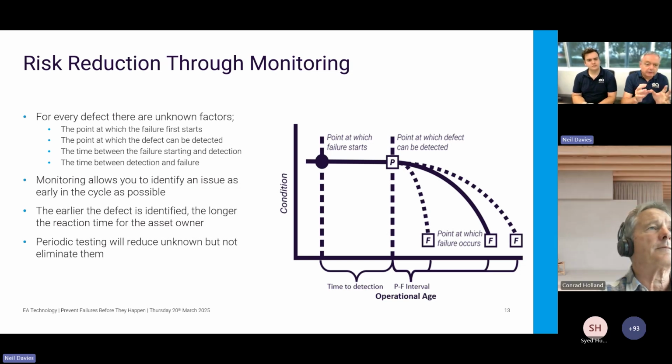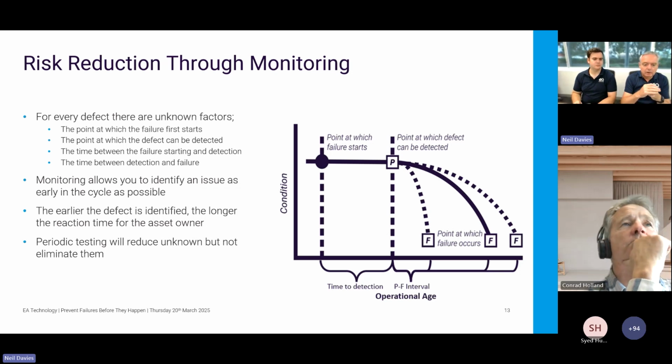So the earlier a defect can be detected, the better, and that allows you to effectively reduce the probability of failure on the basis that if you find it, you can act on it. So the more you monitor, the more chance you've got of acting before failure occurs. So that's the reason why we use monitoring to condition monitor switchgear. Okay.